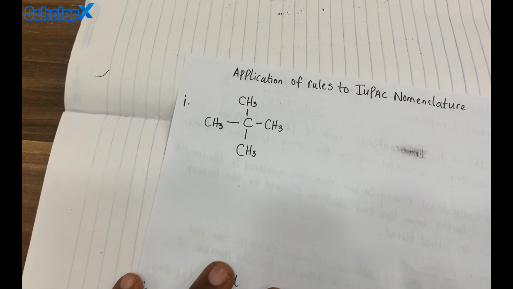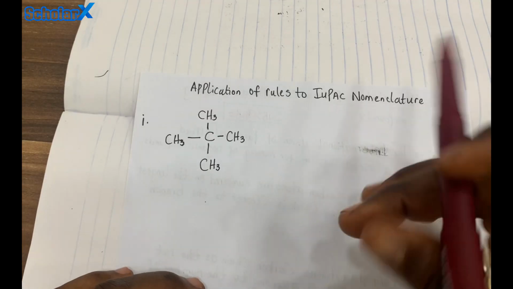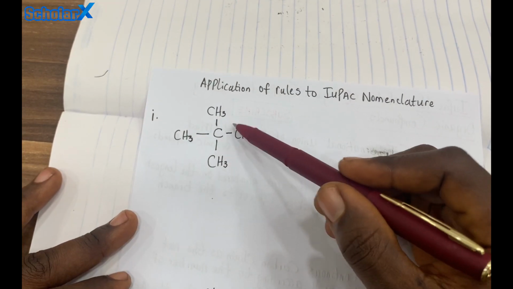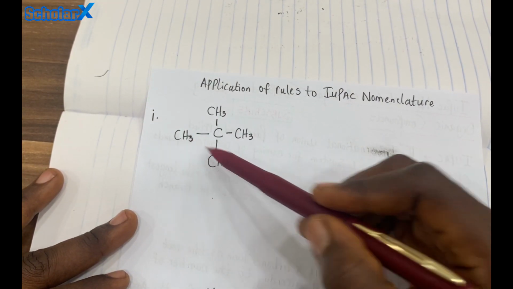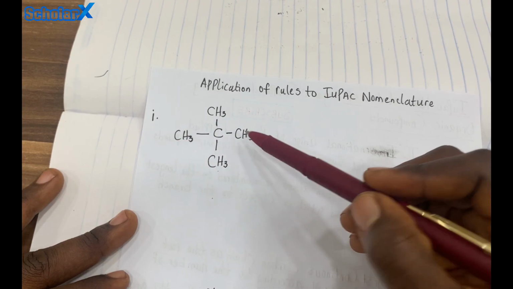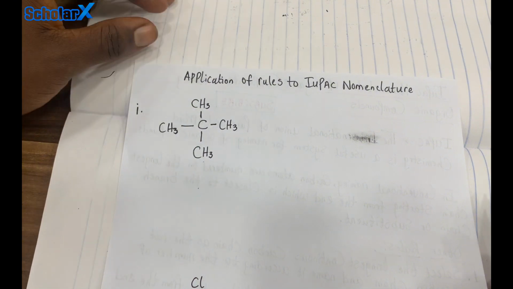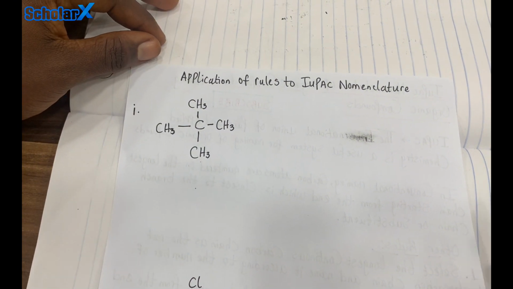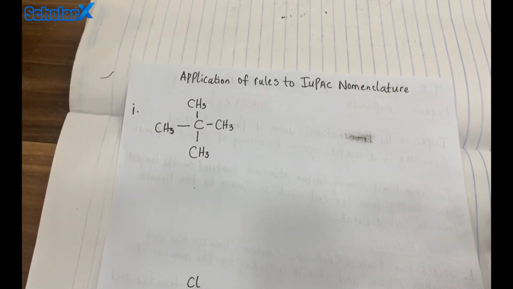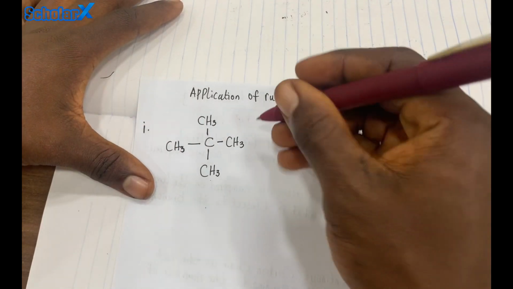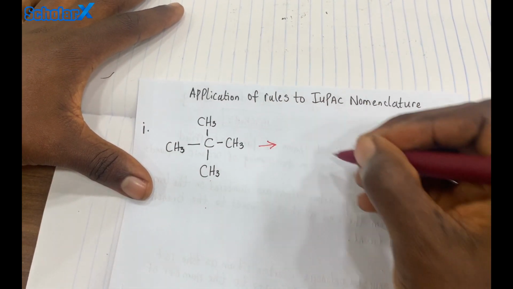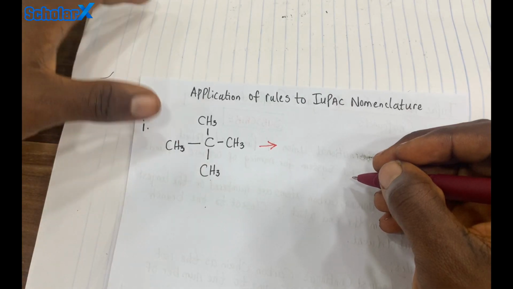The first one we're going to look at is this. You have C by the side, up you have CH3, below by the side you have CH3, and another CH3. Now, how do you name this kind of compound? First of all, I'd like to tell you that you can also write this another way.